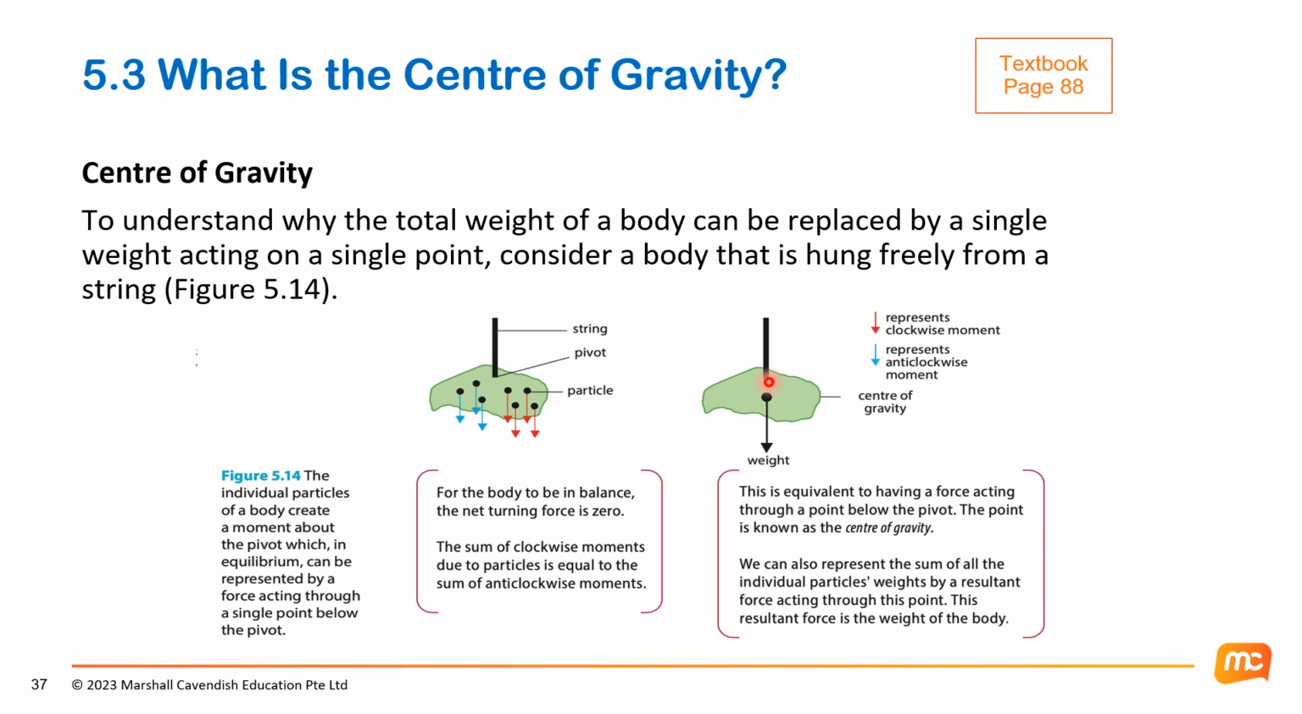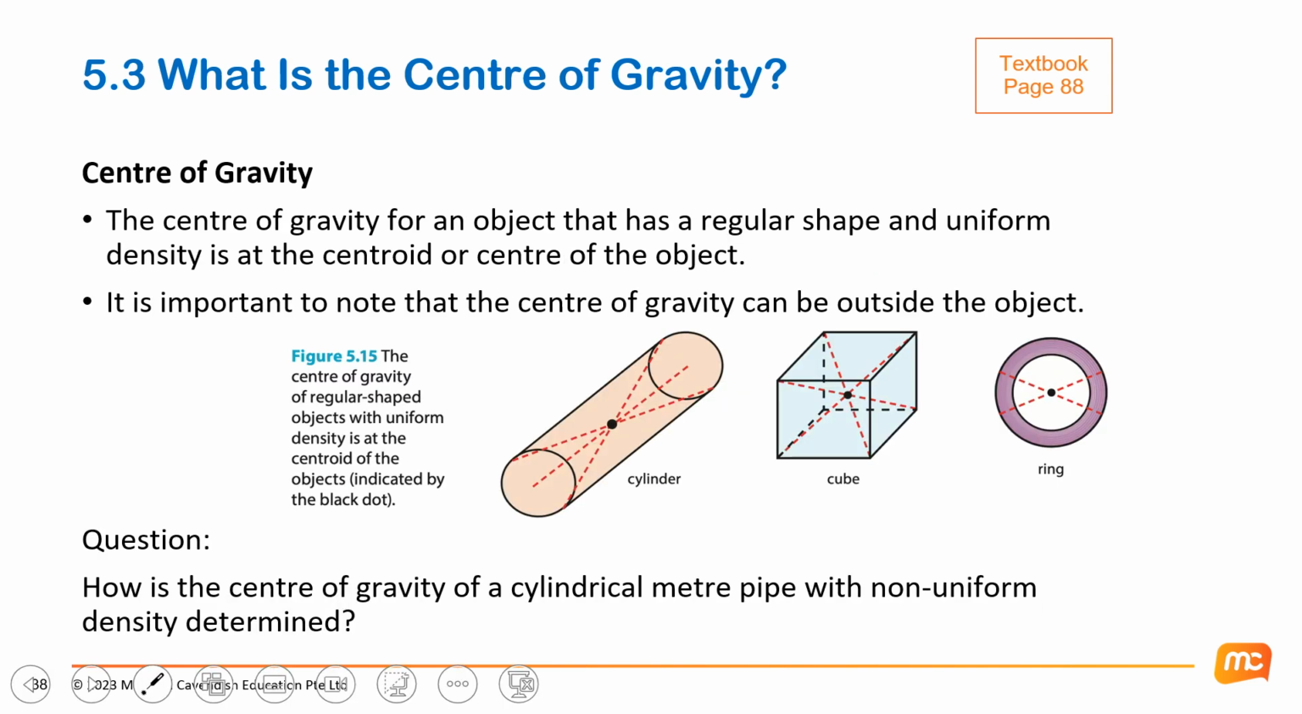So how can we find the position of the center of gravity? For regular shapes with uniform density, the center of gravity is going to be in the middle. We see here two three-dimensional shapes, a cylinder and a cube, as well as a ring. This could be flat or three-dimensional, and they all have the center of gravity right in the geometrical center of the object.